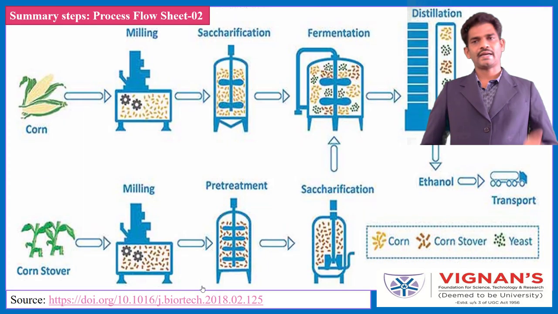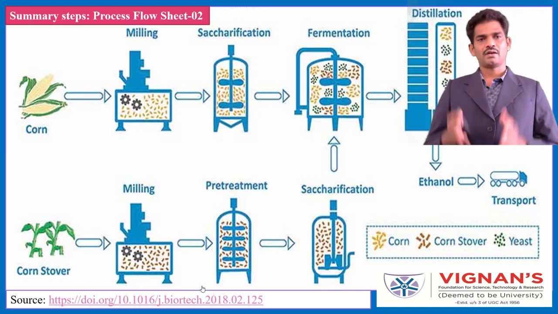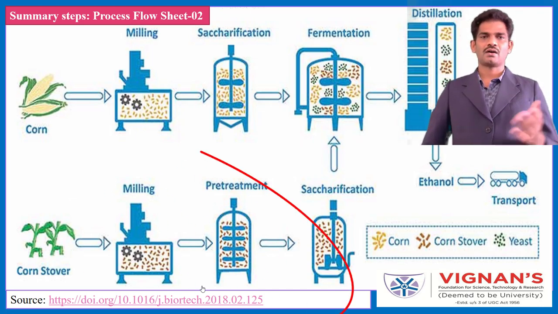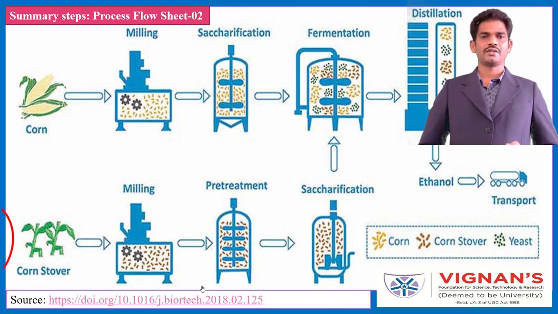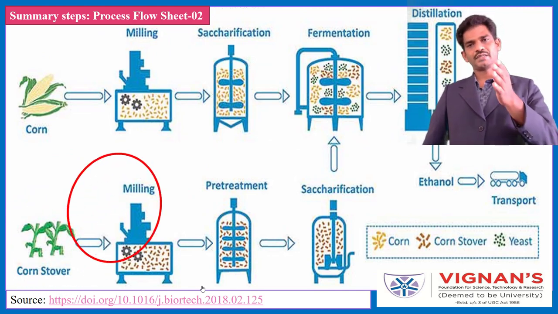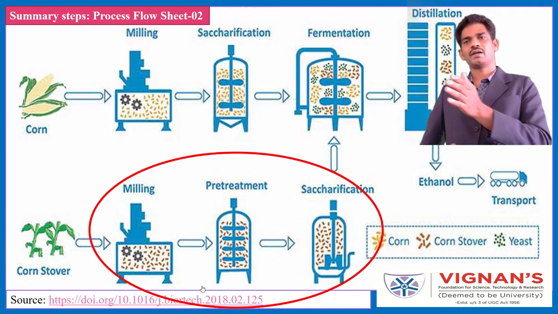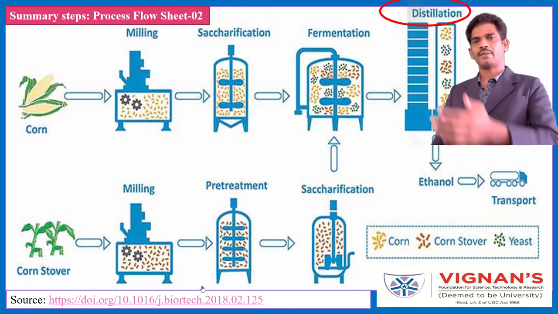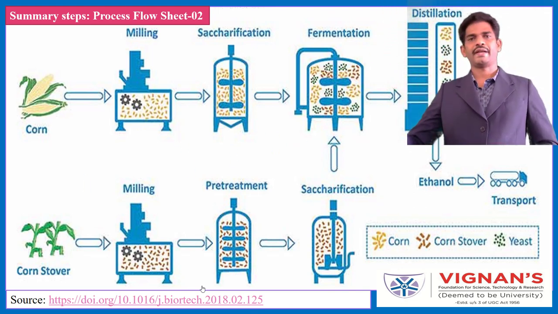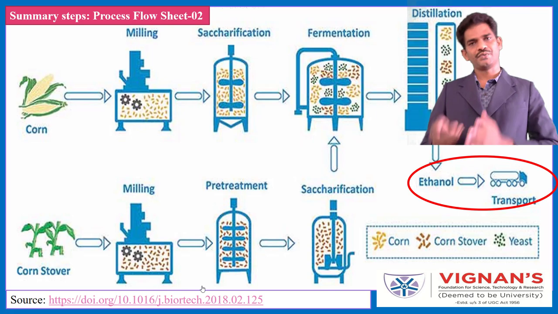You can see here another summary flow sheet for production of ethanol. Ethanol you can also make by using corn as raw material. You can see here the corn stover can also be used as raw material. It is subjected to milling, saccharification, followed by fermentation, and for recovery of ethanol you can use distillation. The final product ethanol can be used for end user applications. In the image you can see ethanol is used for transportation, as a fuel.